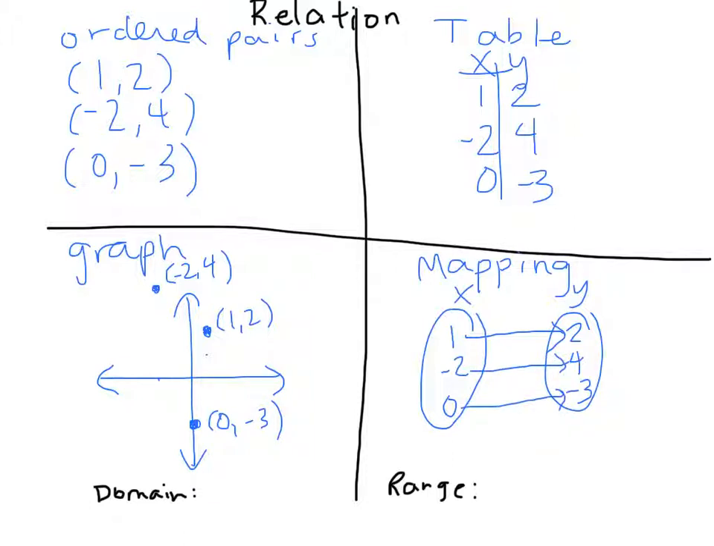So the domain, I use the same example in all, so my domain would be, usually we would put these braces, my domain is 1, -2, 0. Sometimes you'll see your domain or range written in least to greatest, but you don't have to. And the range here would be just my y values, 2, 4, -3. And again, we might see them written as -3, 2, 4, but it doesn't really matter.